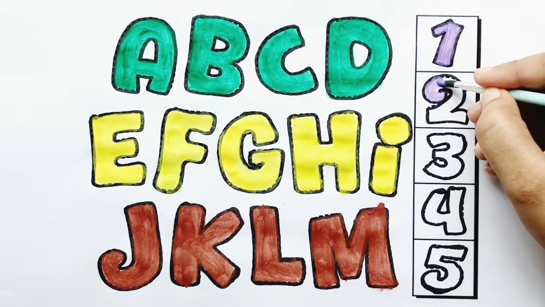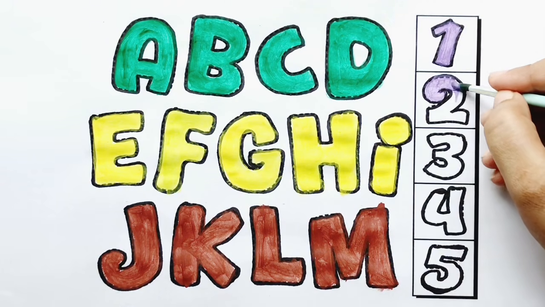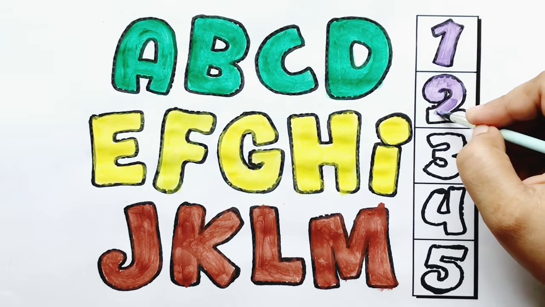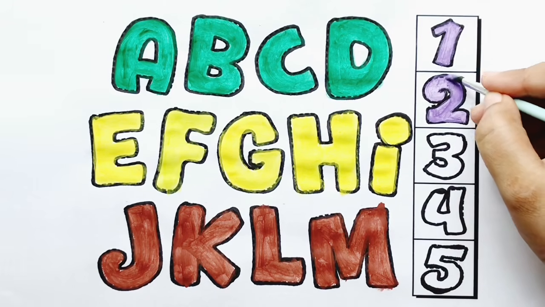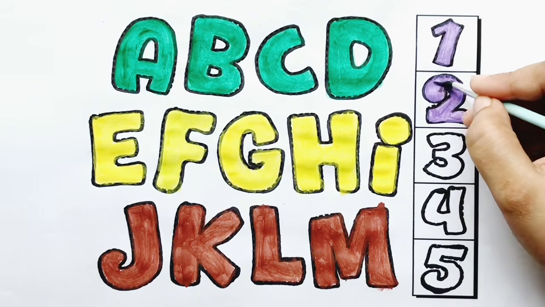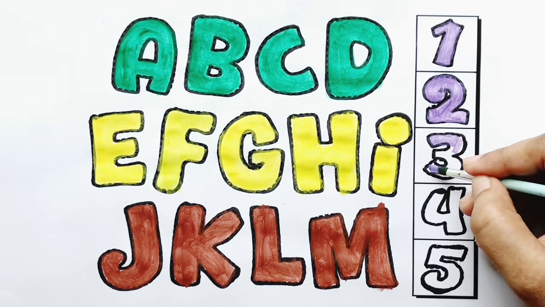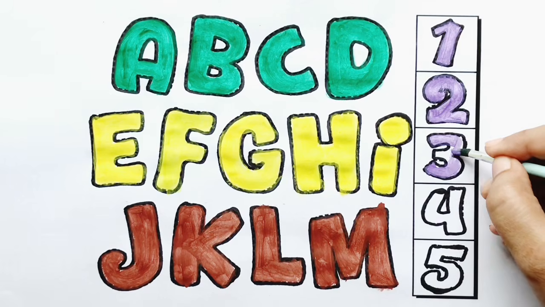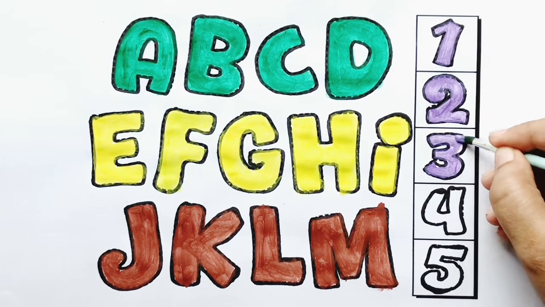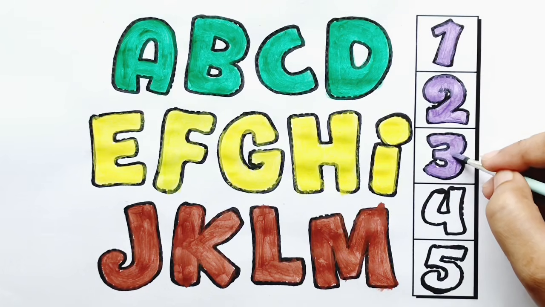Number 2. A, B, C, D, E, F, G, H, I, J, K, L, M, N, O, P, Q, R, S, T, U, V. Number 3. X, Y, and Z. Now I know my ABCs. Next time, won't you sing with me?